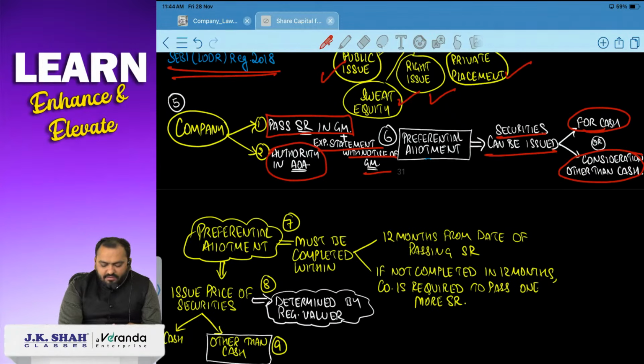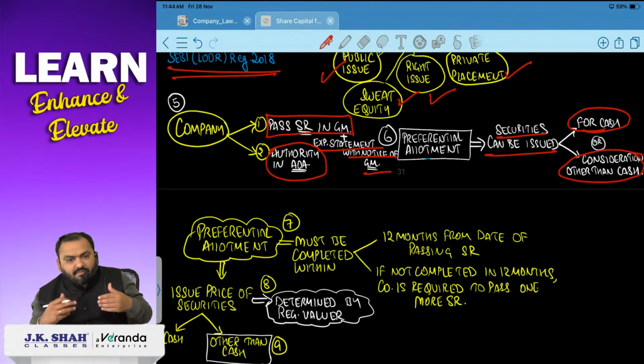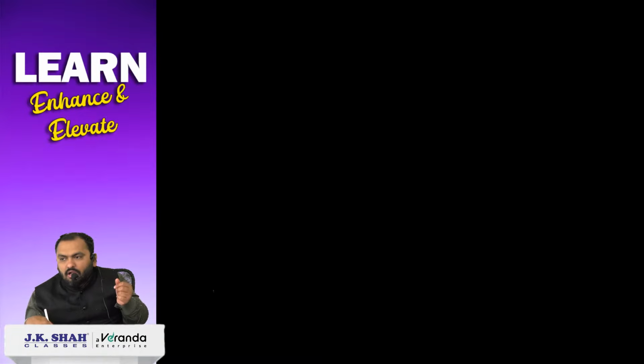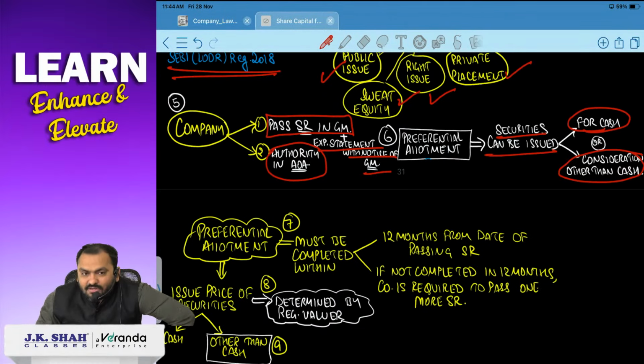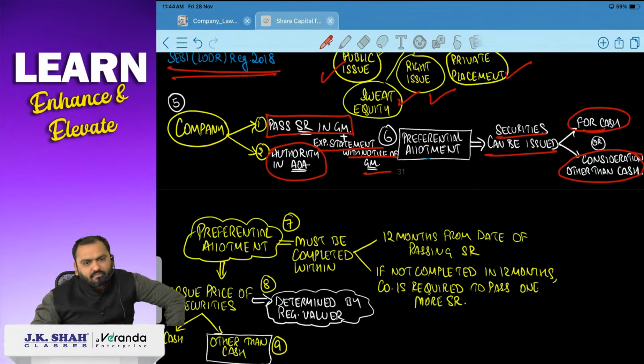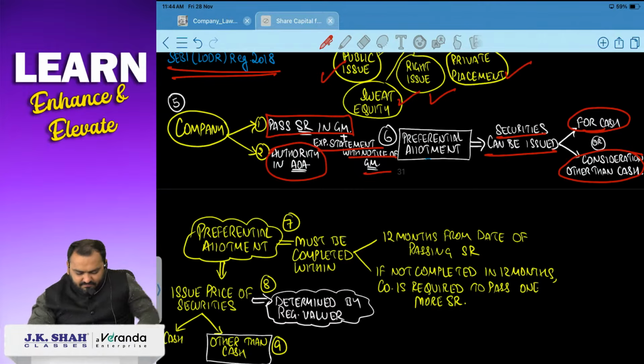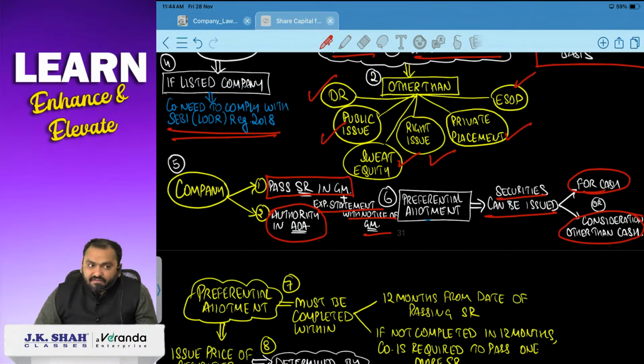For preferential allotment, securities can be issued for cash and also for consideration other than cash. One minute. We are not saying that people can invest money in cash. We are saying that this type of allotment, preferential allotment, can be done for money and also for consideration other than money. In private placement, there was nothing specified about consideration other than cash. That means in private placement, it should be only for cash. Here, it is for cash as well as consideration other than cash. This is the difference.